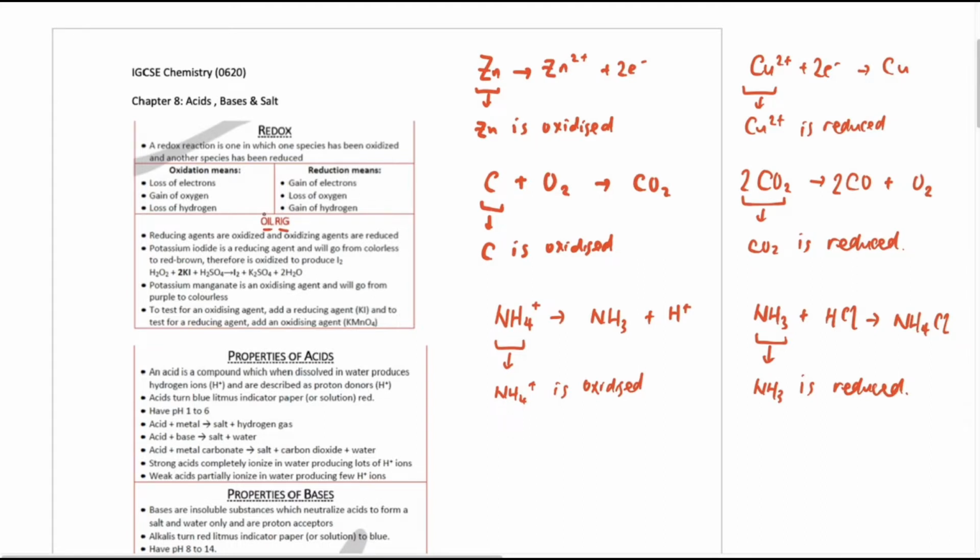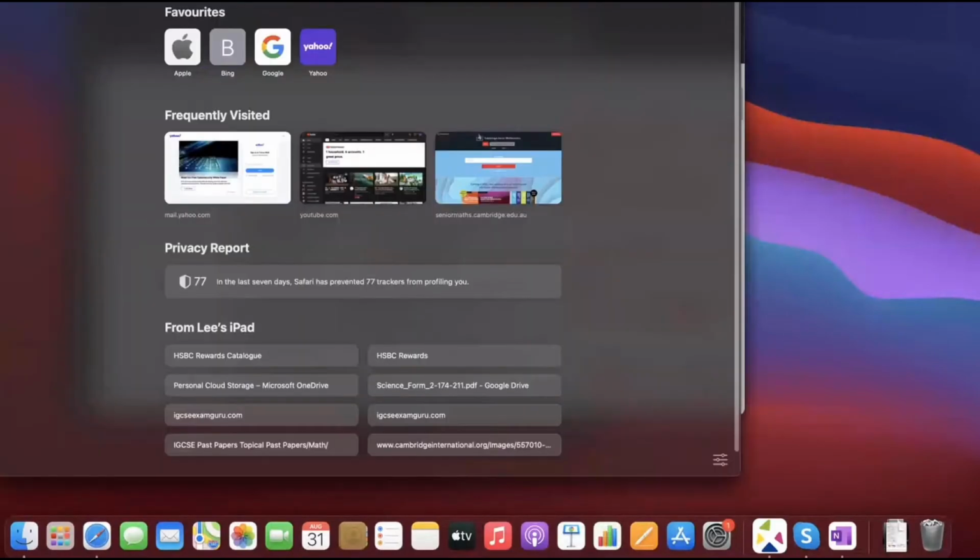Okay, so of course there is a special word here, OIL RIG. OIL RIG is used to remember the meaning of oxidation. So oxidation is loss, reduction is gain. Okay, I seldom use OIL RIG. Let's look at the websites to see how they remember it.